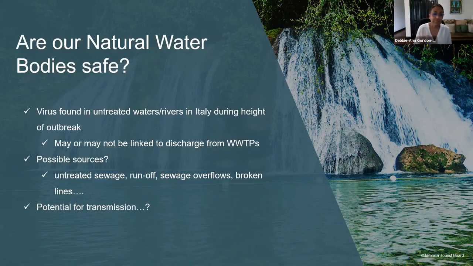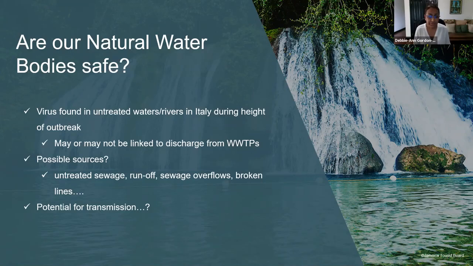The viruses that were found may or may not have been linked to discharge from wastewater treatment plants, but certainly that would be a source: untreated sewage, runoff, broken main sewage lines, stuff like that. And to be honest, other coronaviruses have been found in other rivers around the world, so it's not really surprising that SARS-CoV-2 would be found in rivers where we have the infections in the population.